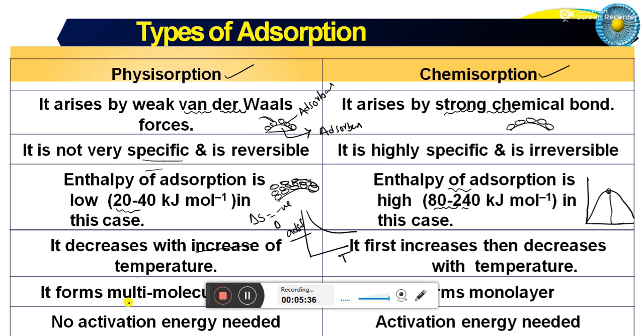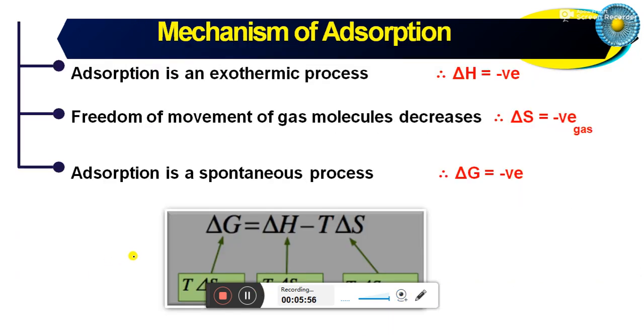The next one is that multimolecular layers will form. Already mentioned, the point is the multimolecular layer forms. Here, the unimolecular layer forms. No activation energy is required. It does not require any activation energy, but chemical adsorption requires activation energy. So let's move on to the Gibbs energy which is involved in this process.